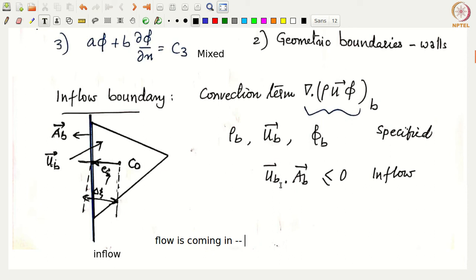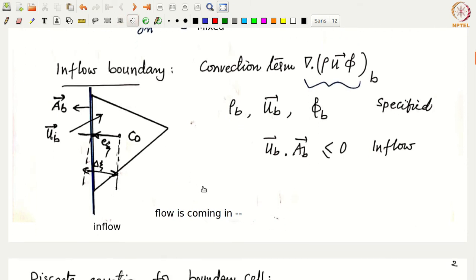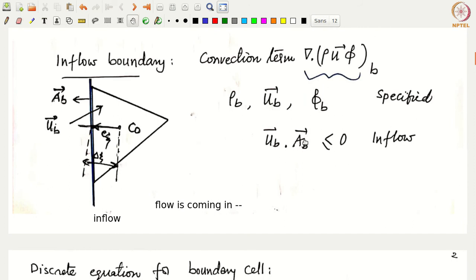So how do we call a boundary an inflow boundary? A boundary will be an inflow boundary if the velocity vector is pointed inwards into the domain. That means ub bar dot ab bar has to be less than or equal to 0. Then only we can call this an inflow boundary, right? Okay, so far so good. Then let's move on to how we put these terms back into the equation.